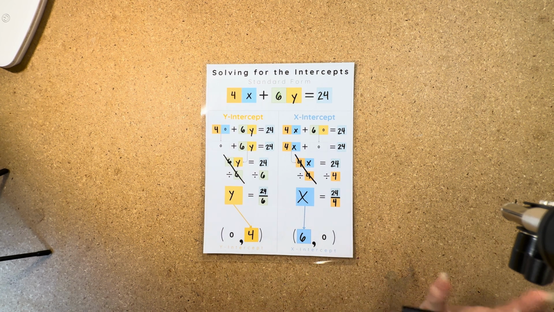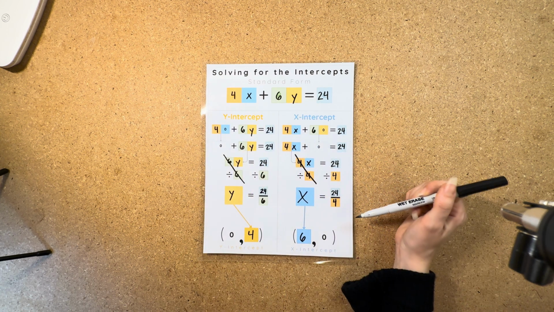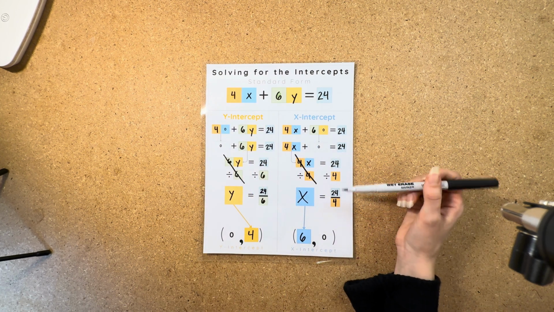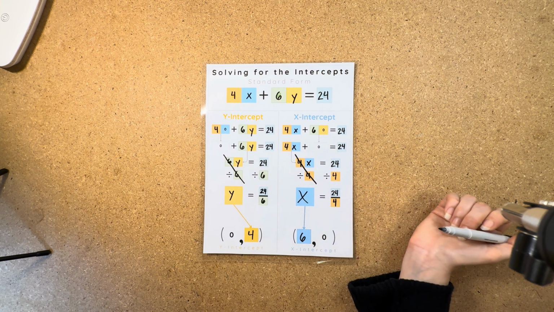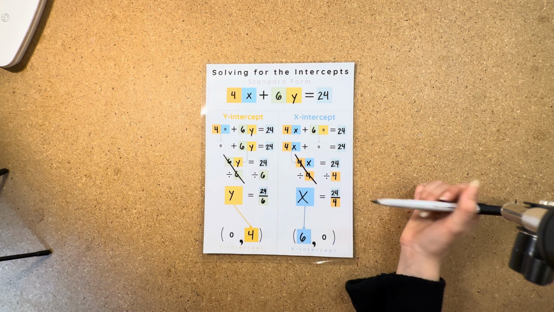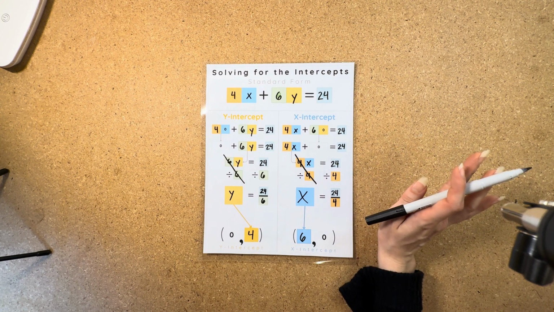And whenever you see an equation in standard form, no matter what these numbers are, this printable will take you step by step through how to solve for the y-intercept and the x-intercept. And once you see that there's a pattern, you do the exact same thing every time, you'll be able to do it without the printable, no problem.